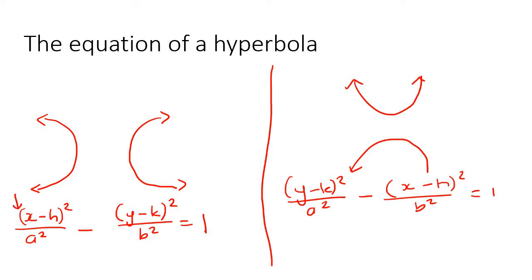So if x is in the front, then it's a left and right. If the y is in the front, then it's an up and down. The next thing is that the a squared is always going to be the first one. Okay, the a squared is always the first one.